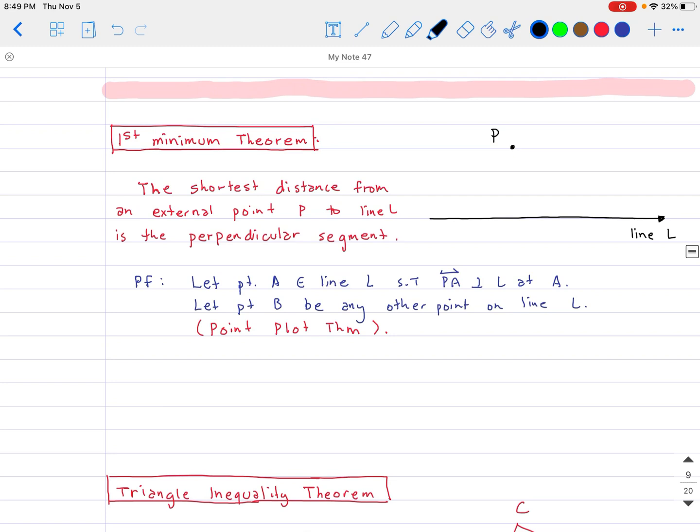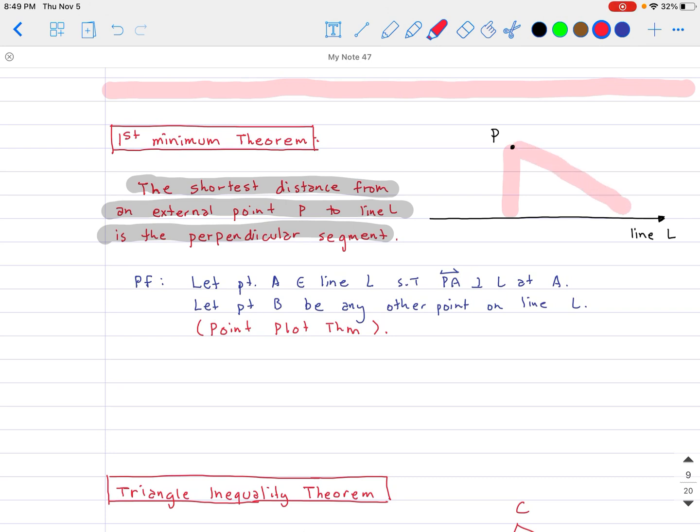The first minimum theorem says the following: the shortest distance from an external point P to line L is the perpendicular segment. So on the picture on the right hand side, what I'm trying to say is that if P is a point that is not on L and they are all on the same plane, which they should be because you have a point and a line, then the shortest distance is supposed to be the perpendicular that's located right there. Any other distance that I draw from here to here or from further out, those are going to be bigger than the perpendicular. So let's go ahead and see if we can do a quick proof of this one.